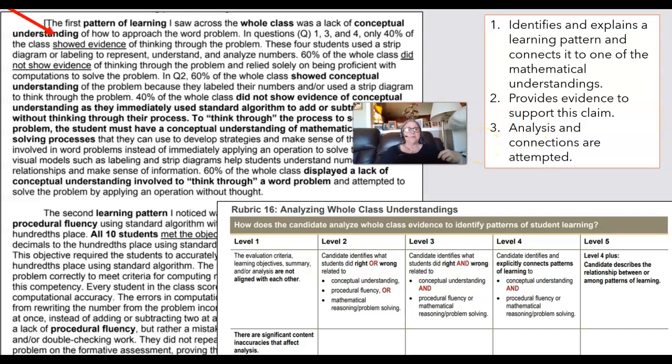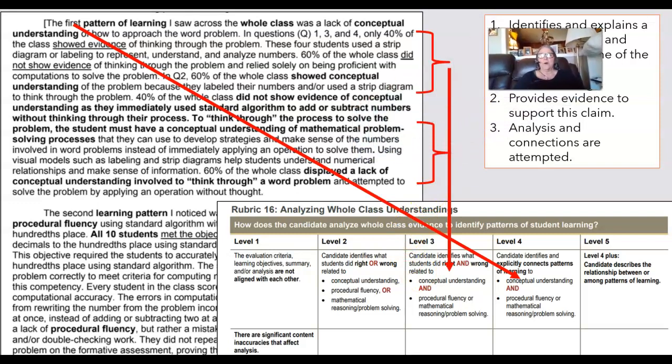So here you can see she says the first pattern of learning I saw across the whole class was a lack of conceptual understanding. Here she's attempting to identify and explain the connections of patterns of learning to conceptual understanding. Next, she provides the evidence of what they got right and what they got wrong. I'm happy to see that she's using quantitative evidence here. And so this really helps her get a 3 by talking about both what they got right and wrong.